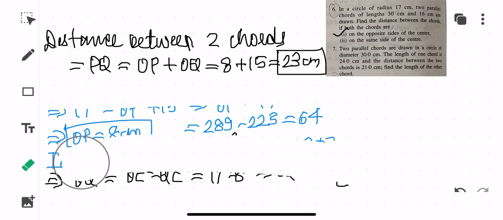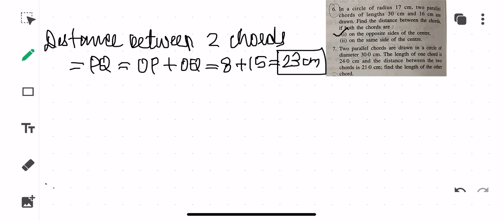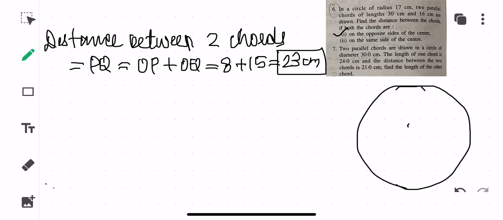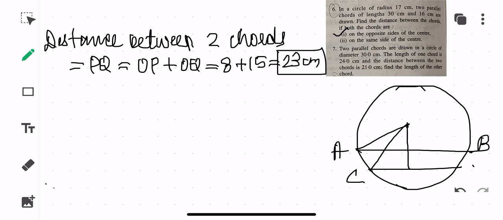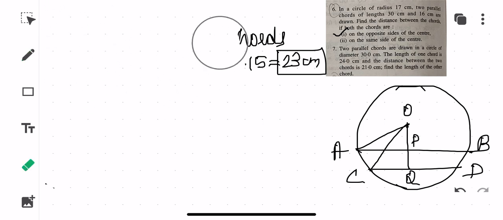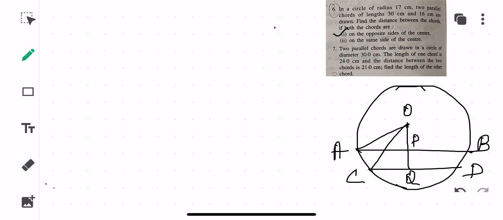Now I will tell you how to do the second sub question, children. In that question, suppose this is your figure, and now they are saying that both the chords are on the same side. These are the chords that we are talking about. This is our perpendicular, this is my radius, and this is also my radius. Suppose this is my chord AB, this is CD, this is O, this is P, and this is Q. I will write it in short, children, because you need to understand this yourself.